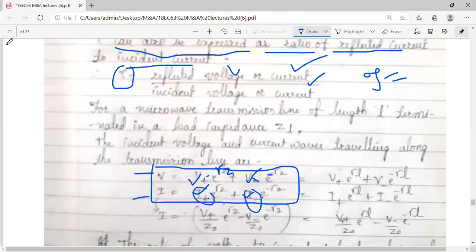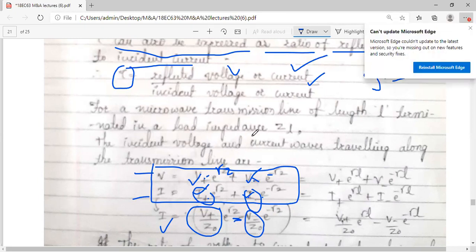If you remember, when we did the transmission line equation solution, we got I equals, where I plus was replaced with V plus by Z0, and I minus was replaced with minus V minus by Z0. There is a negative term here. So these two are the pair of equations. In order to find the equation for reflection coefficient, we will do certain modifications in these pair of equations.